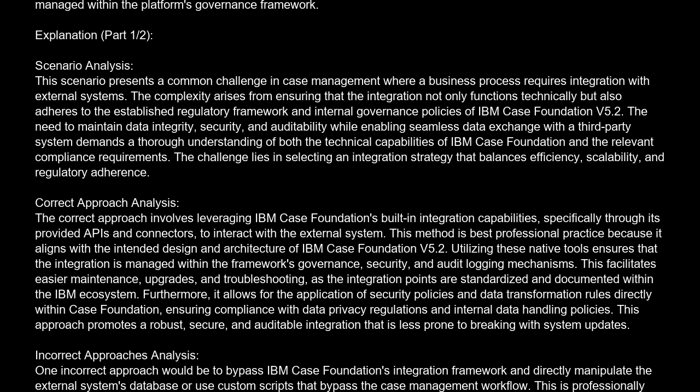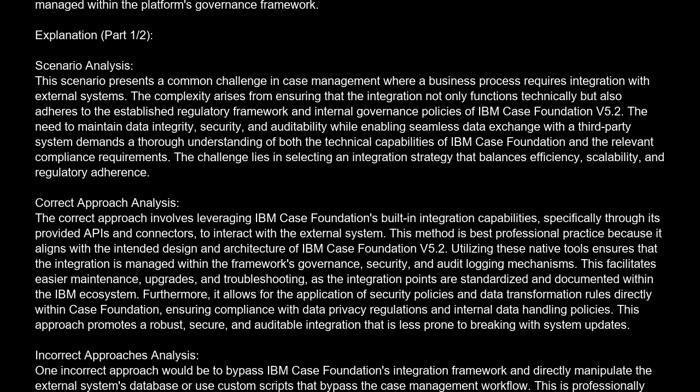This scenario presents a common challenge in case management, where a business process requires integration with external systems. The complexity arises from ensuring that the integration not only functions technically, but also adheres to the established regulatory framework and internal governance policies of IBM Case Foundation v5.2. The need to maintain data integrity, security, and auditability while enabling seamless data exchange with a third-party system demands a thorough understanding of both the technical capabilities of IBM Case Foundation and the relevant compliance requirements. The challenge lies in selecting an integration strategy that balances efficiency, scalability, and regulatory adherence.